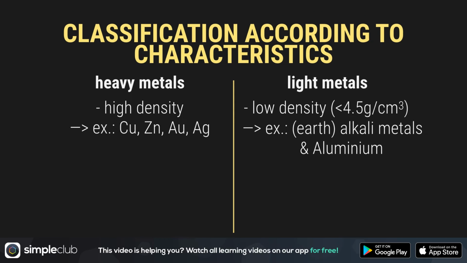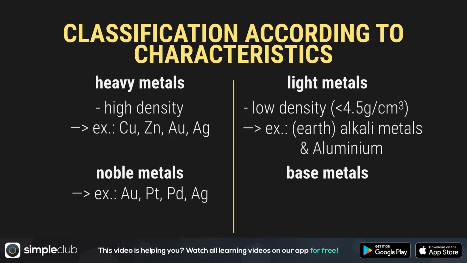Second, we can differentiate metals by dividing them into noble and base metals. Examples of noble metals include gold, platinum, palladium, and silver. Jewelry is also made of noble metals. Noble metals do not get ruined at normal temperatures in air. Chemically, they do not react. They are also even resistant to hydrochloric acid.